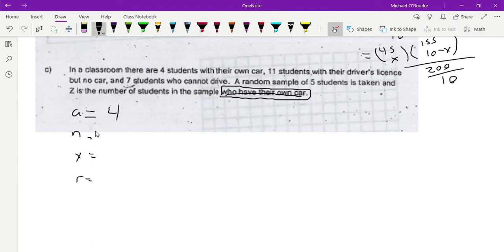What's my N value? What's my total number? 22. Yep. Add them all up: 4 plus 11 plus 7. Okay. What's my X value? What's my sample size? 5. Good. And this is my X number.